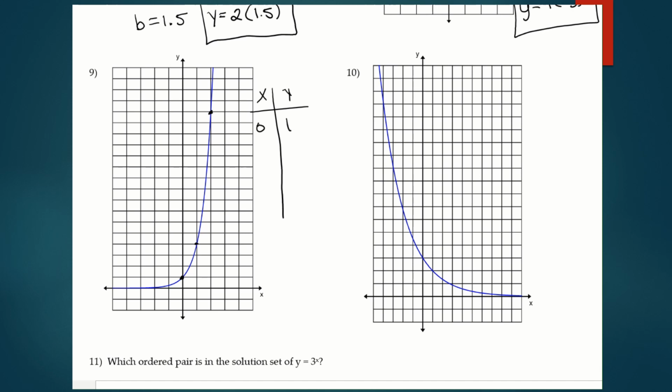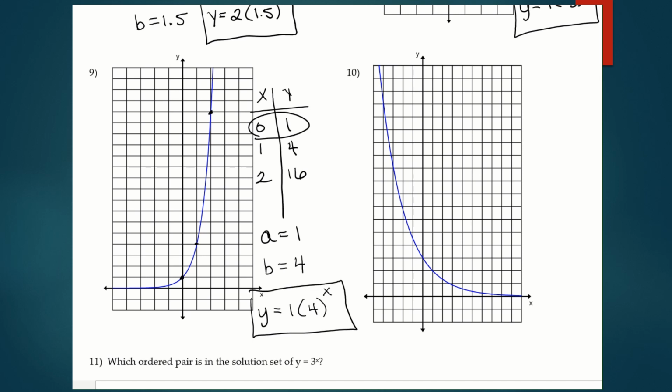So 0, 1, 1, 4, 2, 16. Oh, okay. So 0, 1, again, here's our A. Our B value, how are we getting from one y value to the next? What are we multiplying by? So from 1 to 4, I multiply by 4. From 4 to 16, I multiply by 4. All right, so our B value is 4. What's that common ratio?